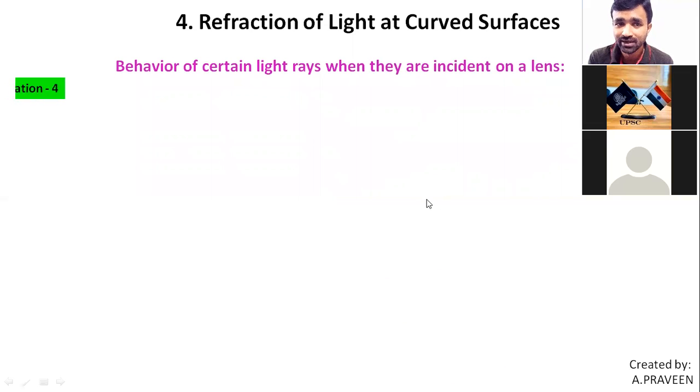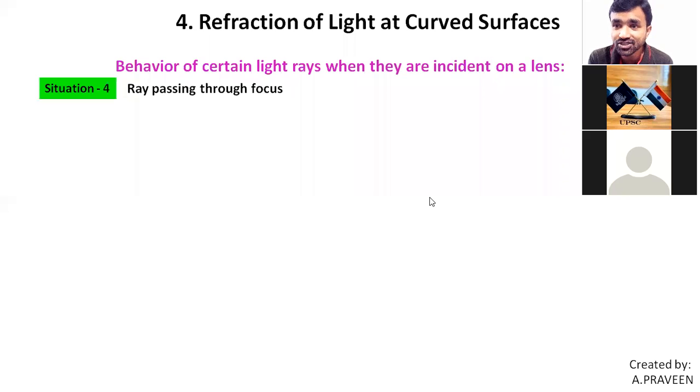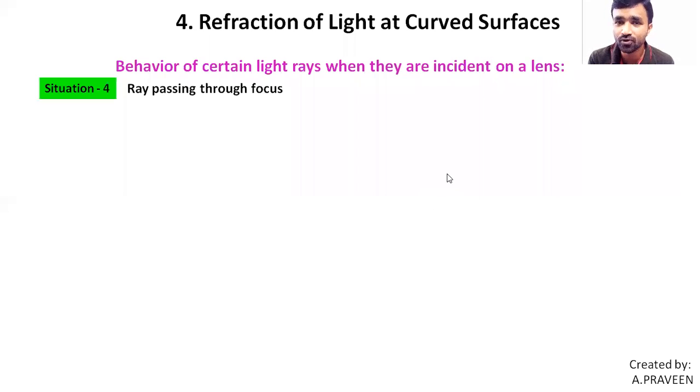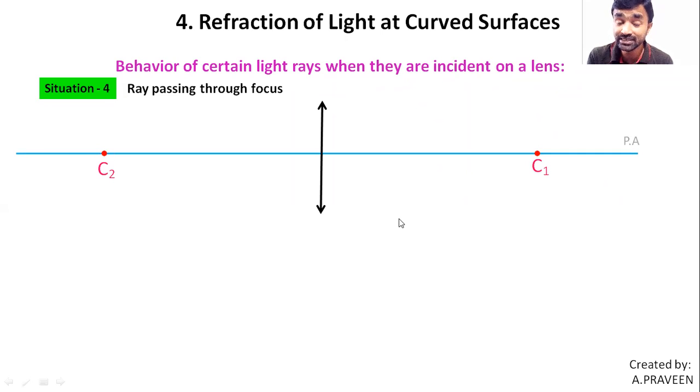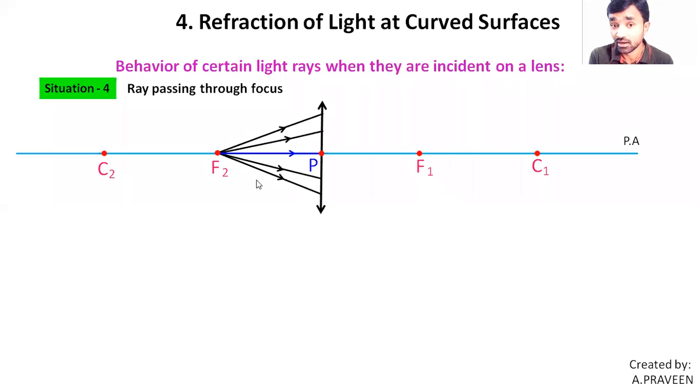Situation number 4, that is, a ray passing through the focus. What happens if light rays pass through the focus of the lens and are incident on a double convex lens? So the pole is identified and its focal points are identified. Then the rays from the focus are incident on the lens, which are diverging light rays here.